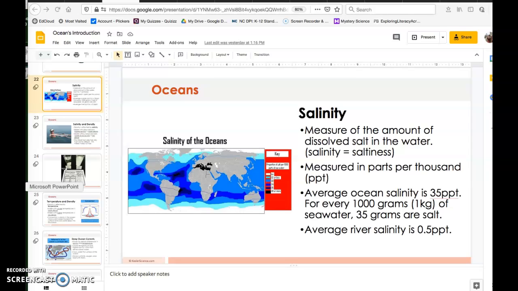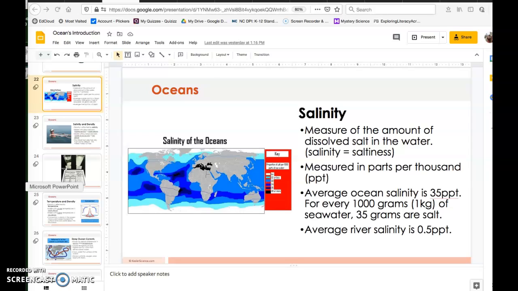So salinity is the measure of the amount of dissolved salt in the water. Salinity equals how salty the water is. Generally, when we measure salinity, we don't measure it in teaspoons or anything like that. We measure it in parts per thousand. PPT would be your abbreviation for that. The average ocean salinity is about 35 parts per thousand, which means for about every 1,000 grams or 1 kilogram of seawater, there's about 35 grams of salt.